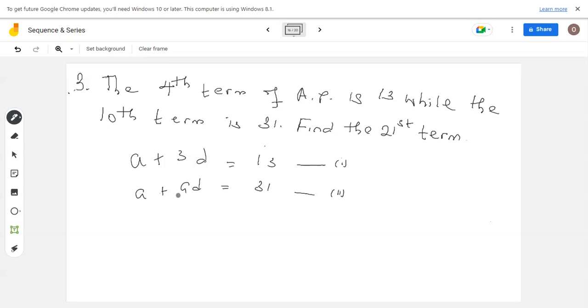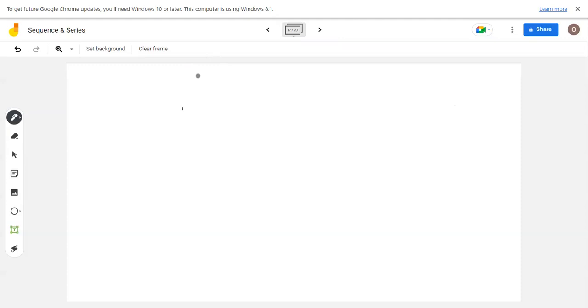So in this case, we can subtract equation 1 from equation 2, that is equation 2 minus equation 1, to enable us calculate the value of D. So A minus A cancel each other. 9D minus 3D will give us 6D. And 6D is equal to 31 minus 13, which gives us 18. Then divide both sides by the coefficient of D, which is 6. Then D is equal to 3.